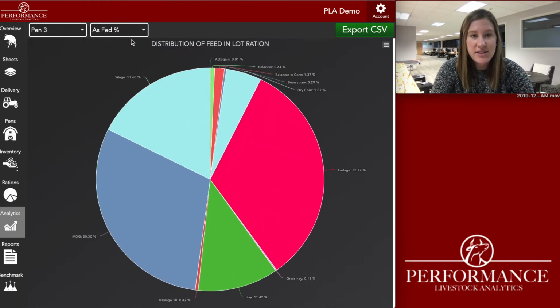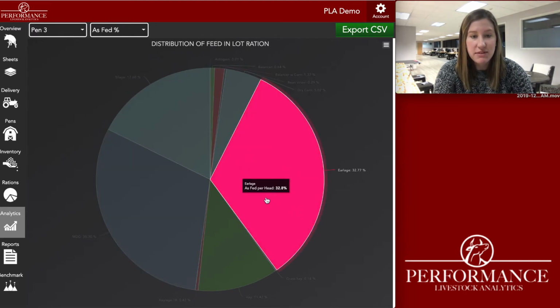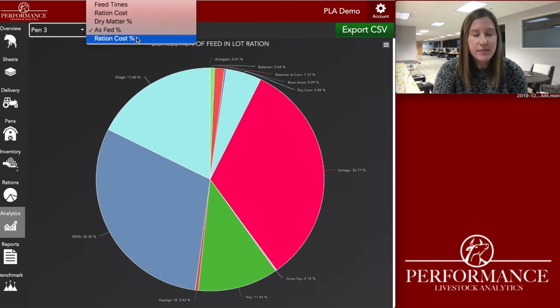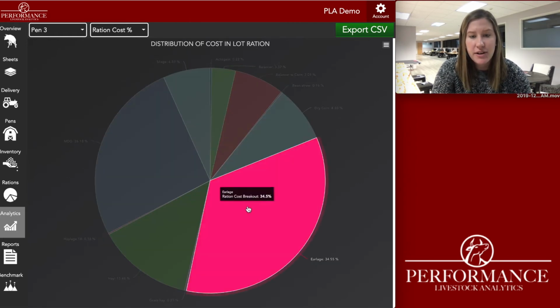Same thing with the as-fed distribution on a per pen basis. Again, the majority is coming from earlage. This is just going to be that entire feed. Where is most of that coming from? The last great chart on this per pen basis is this distribution of cost on the ration. So you can see again how much of that pen, where those costs are coming from. 34.55% is coming from that earlage.